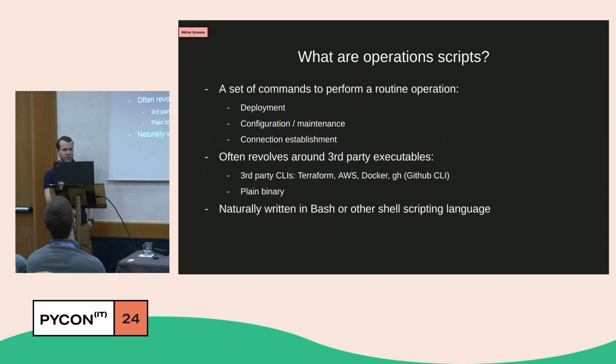And often these problems revolve around using some kind of third-party tool. I listed some here, like AWS or Terraform, Docker, all kinds of CLIs out there. Often it can be just using some binary that you wrote, maybe some C library that you compiled, and you just have to use it in a script. So all those things, I call them operation scripts. And naturally, since we're working with a bunch of binaries, the most natural thing to do is to write a bash script or a ZSH script for the Mac users among you, or just any shell scripting language.